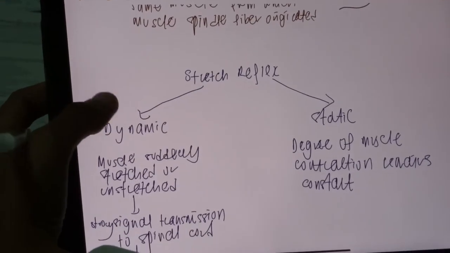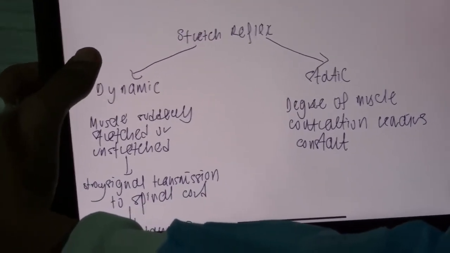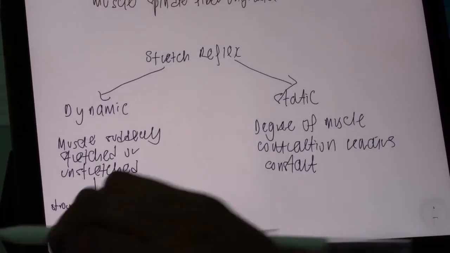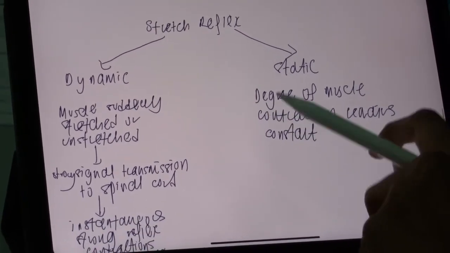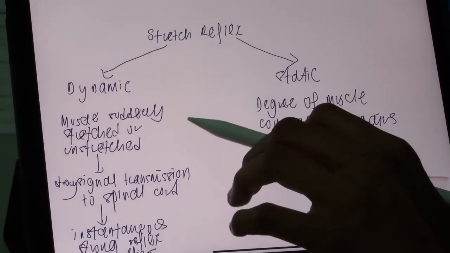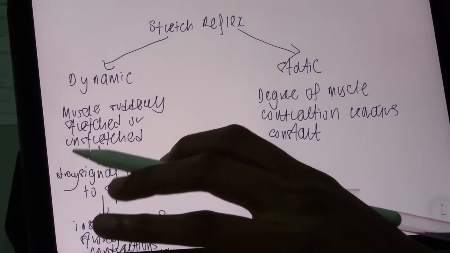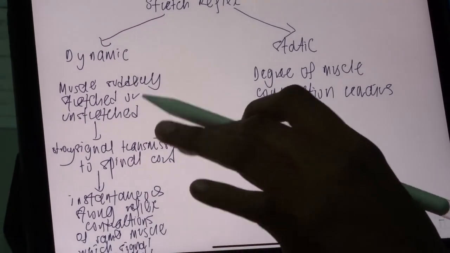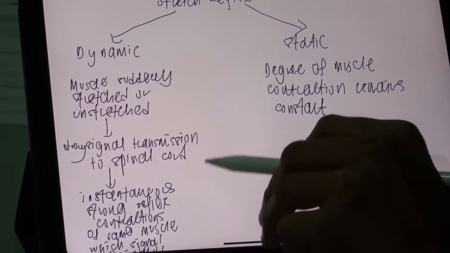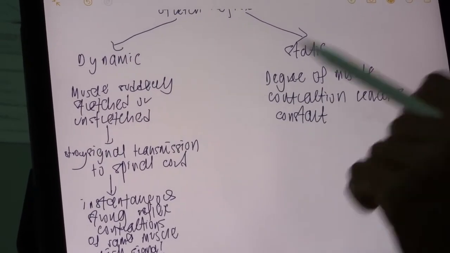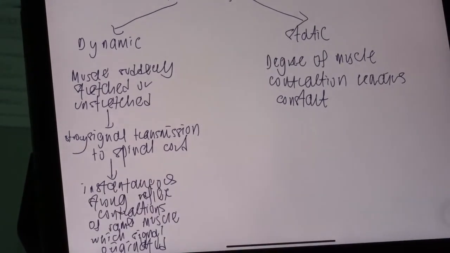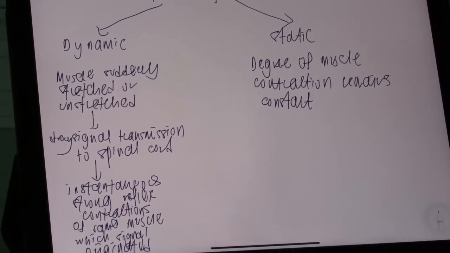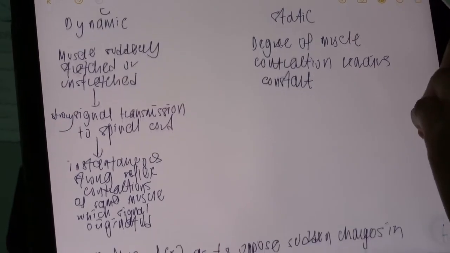Then I will talk about the stretch reflex. They have dynamic and also static. If we talk about dynamic, usually the muscle will be suddenly stretched or unstretched, which means there will be signal transmission to the spinal cord, either strong or weak. Once the signal is transmitted, there will be a reflex, either an instantaneous strong reflex contraction or a slower one. The static one is usually where the degree of muscle contraction remains constant for long, so it won't affect much.